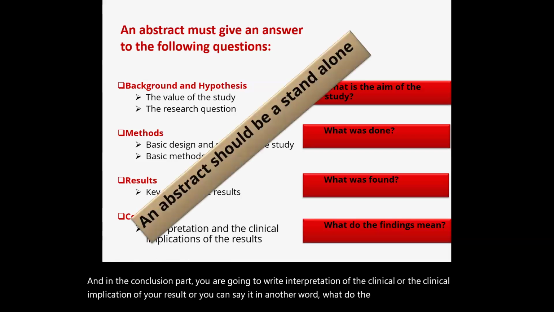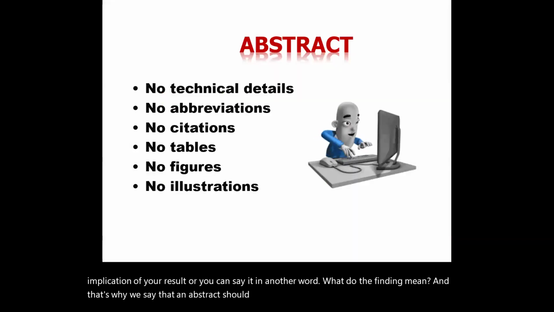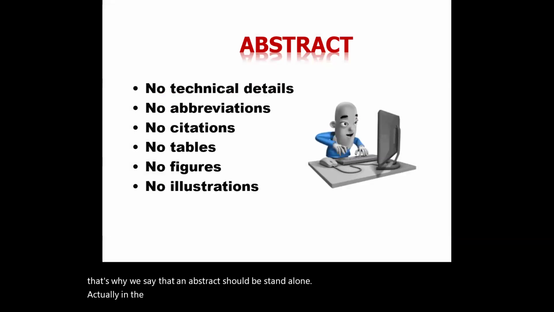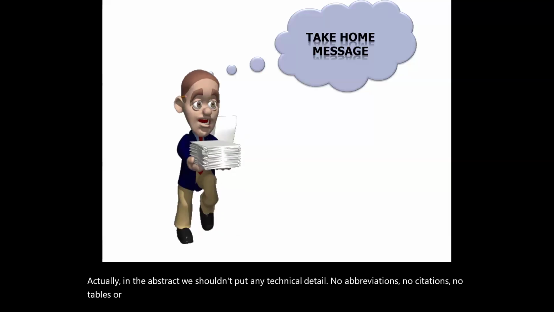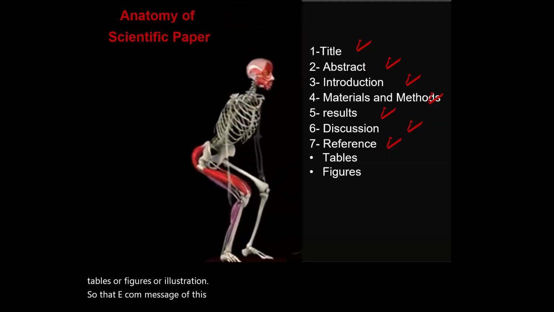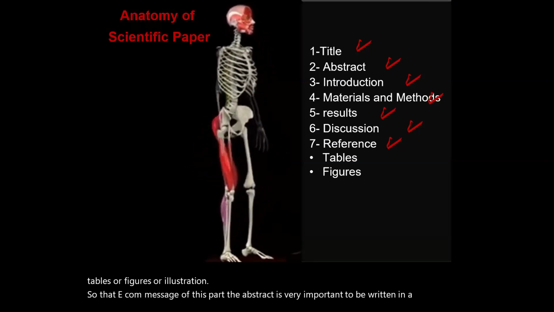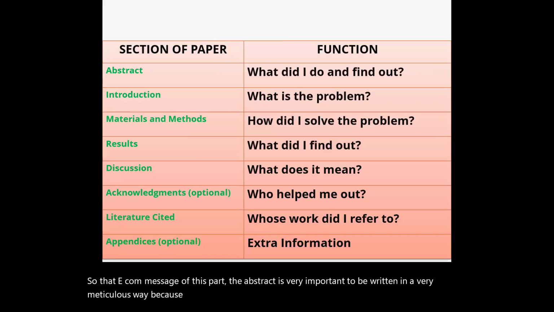And that's why we say that an abstract should be stand alone. Actually, in the abstract, we shouldn't put any technical detail, no abbreviations, no citations, no tables or figures or illustration. So the take-home message of this part, the abstract is very important to be written in a very meticulous way because it is the selling point of your research.